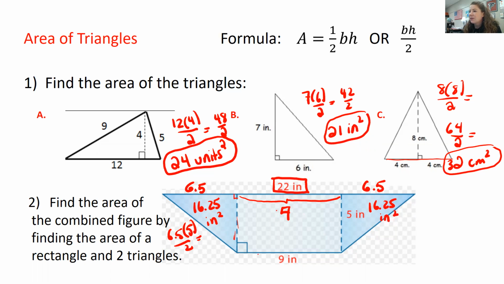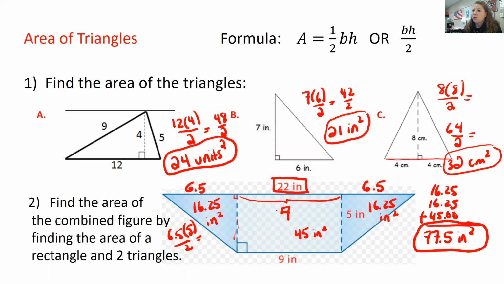And then we have the rectangle in the middle, which is a 9 by 5. A 9 by 5 is 45 inches squared. And last thing we do is add up 16.25 plus 16.25 plus 45. Add up all that, and let's just do it in our calculator. 77.5 inches squared is the area of the whole trapezoid.